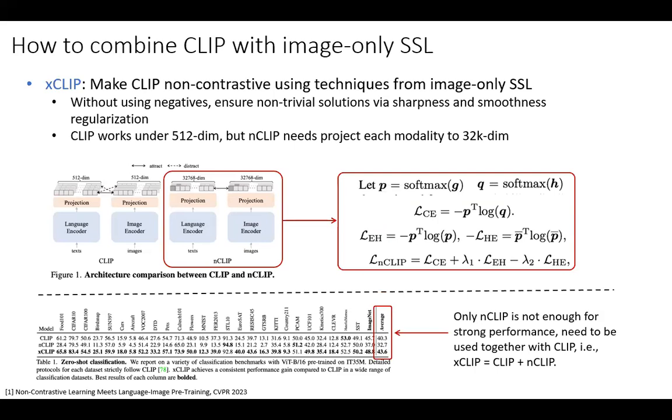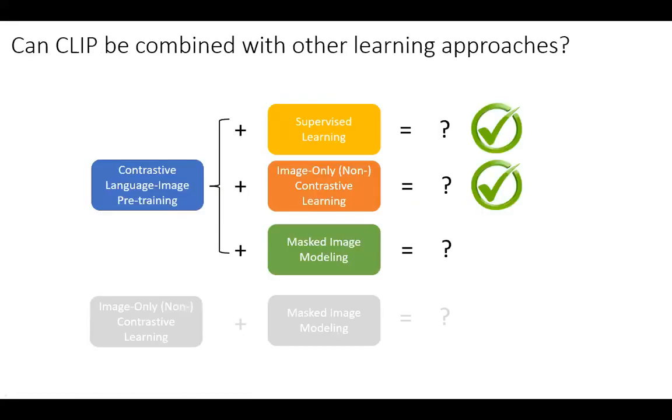But then there's also some bad news: different from the image-only literature, only using unCLIP or the non-contrastive CLIP is not enough for strong performance, and it needs to be used together with the original CLIP. So basically, the proposed xCLIP in their paper is a combination of CLIP and unCLIP. It's like you are using an additional unCLIP as the regularization term for you to learn a better performance. Okay, then this is good, right? Since the message is also positive.